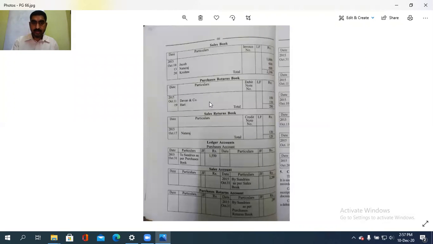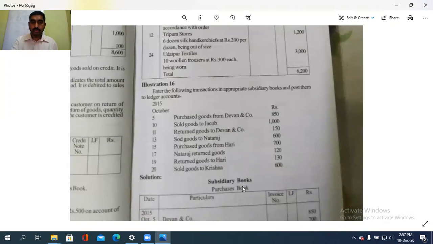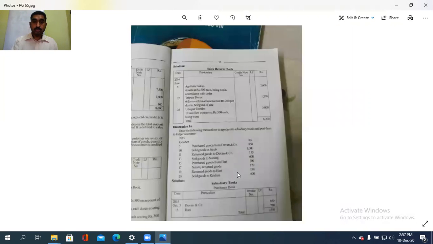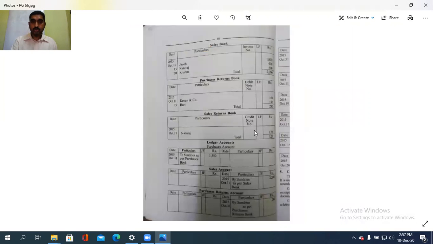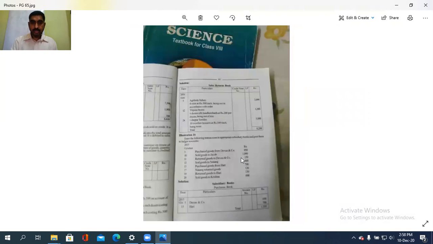And next, the purchase returns book. What all is there? Purchased goods that were returned. See, returned goods to Devan and Company 150 and returned goods to Hari 130. So 150 plus 130, 280 is the amount that is to be in the purchase returns book. See, 280. Clear? And then next is what?